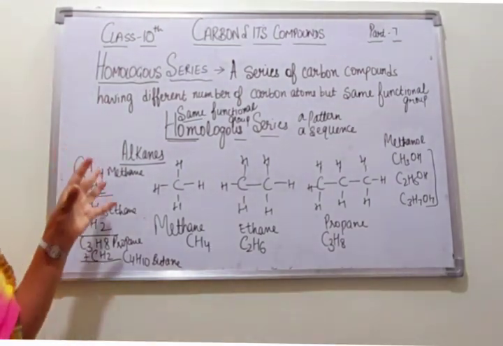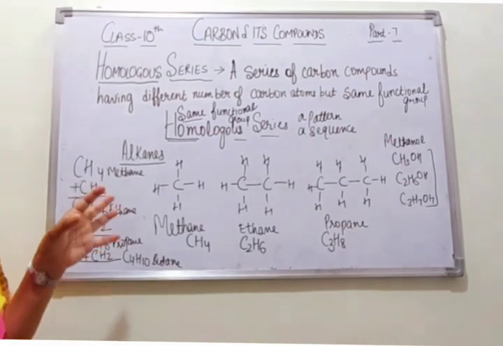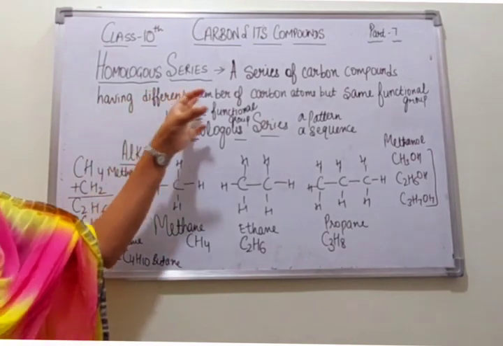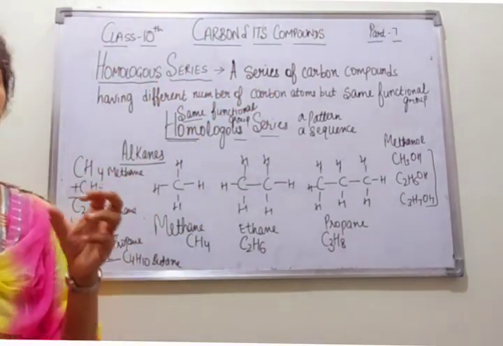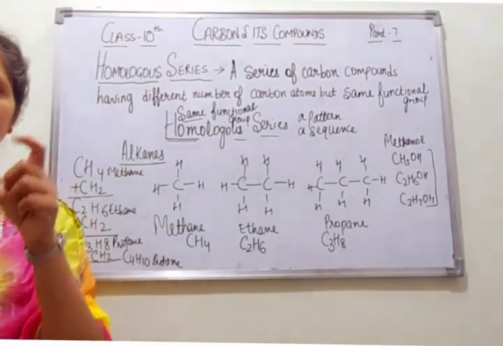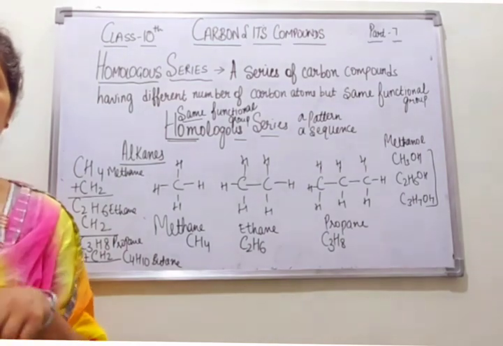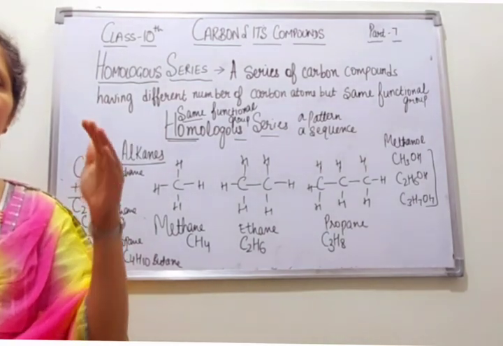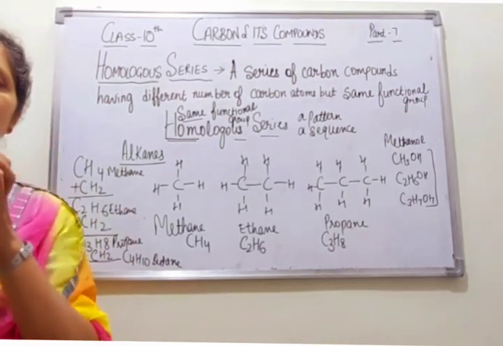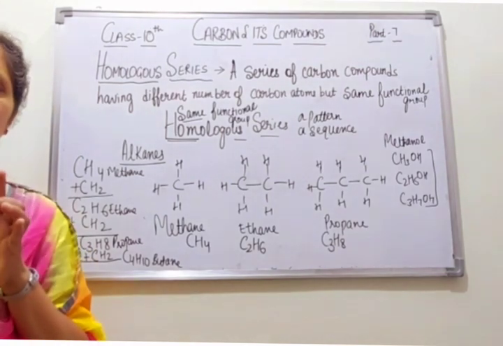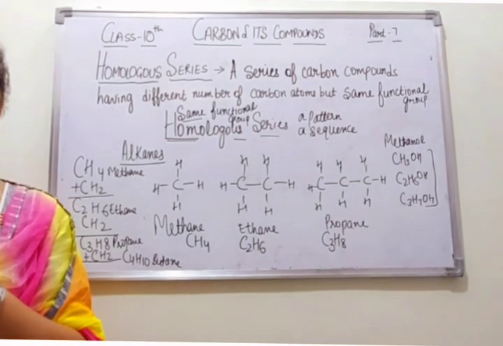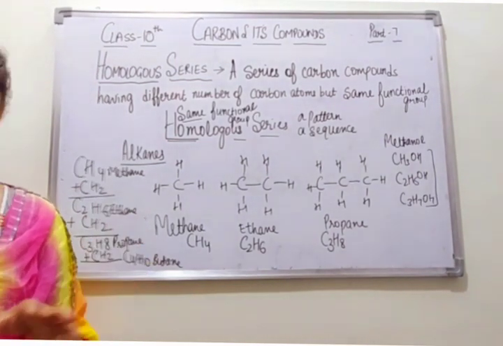Right, students? So this is all about the homologous series, in which the number of carbon atoms is different, but they have the same functional group. Like alkanes, we can take the example of alkenes, and alkynes, and alcohols. They are methanol, ethanol, propanol, butanol. They are in the same series. Methane, ethane, propane are in the same pattern. Alkynes such as ethyne are also in the same pattern. So this is all about the homologous series.